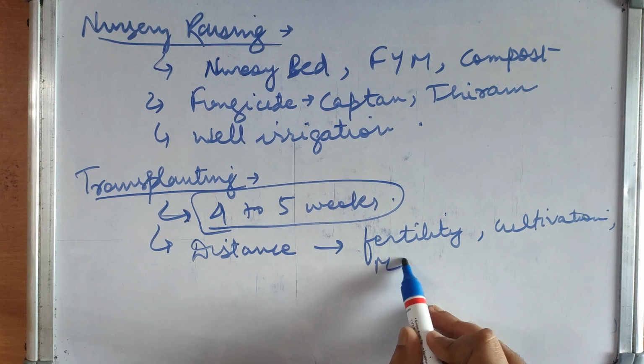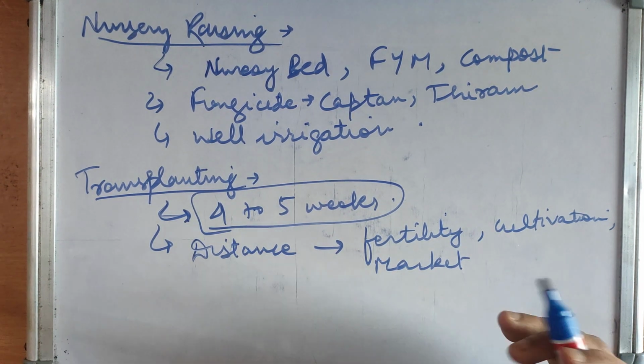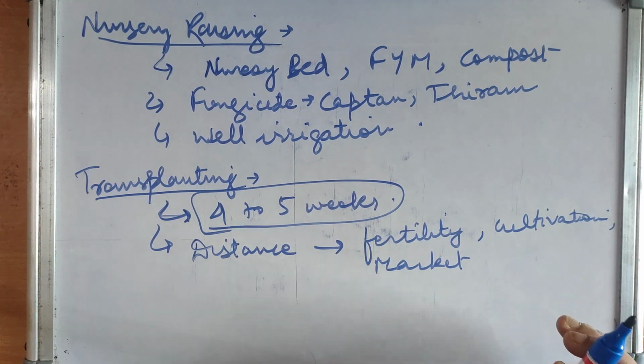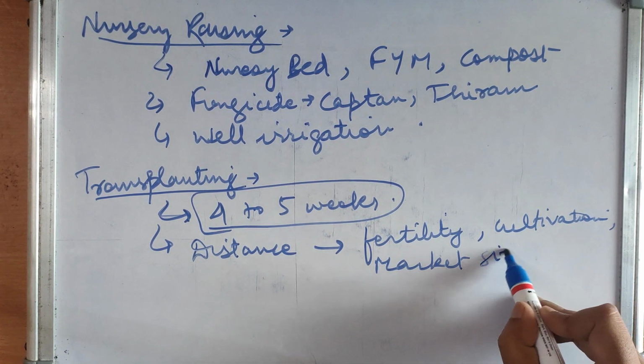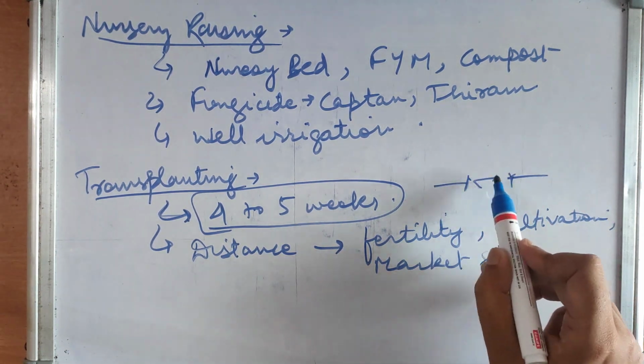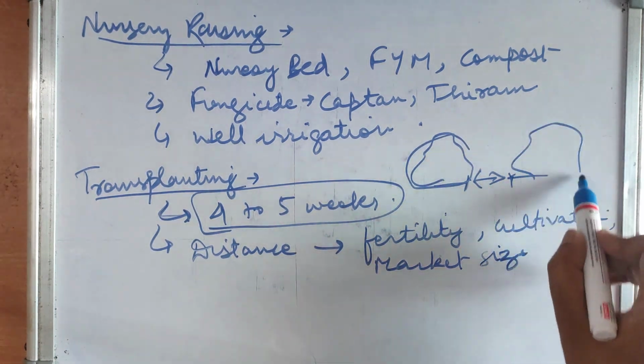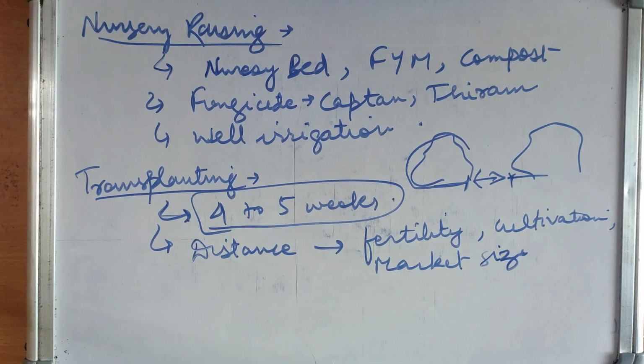Suppose the market demand is of small flowers, small size curds. So we will keep the distance between two crops short. But if the market demand is of big flowers, then we will keep the distance longer. So this is how we will transplant.